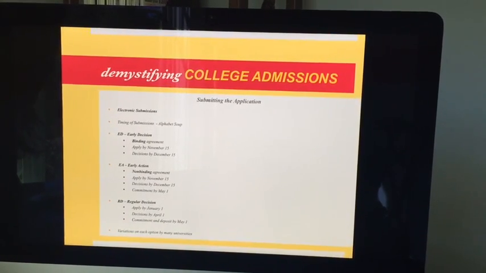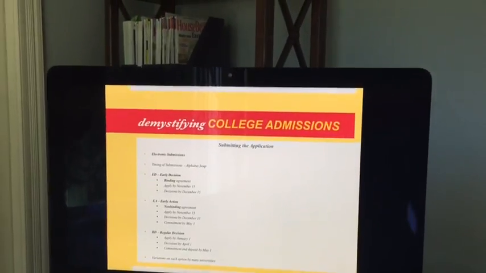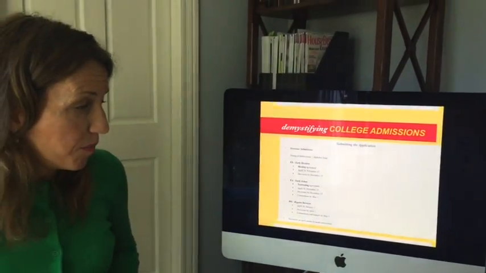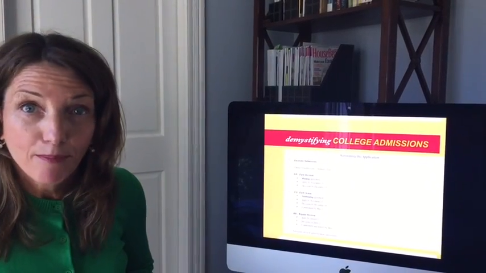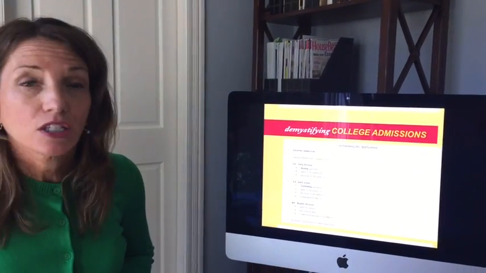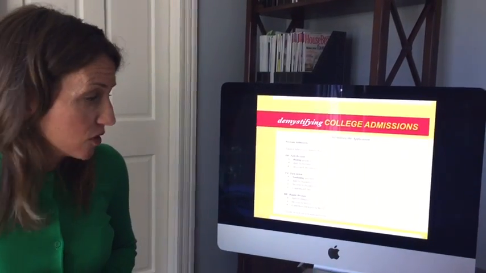Regular decision is the final option. Applications are due by January 1st. Their decisions are out by April 1st. And they need to commit and send a deposit by May 1st.